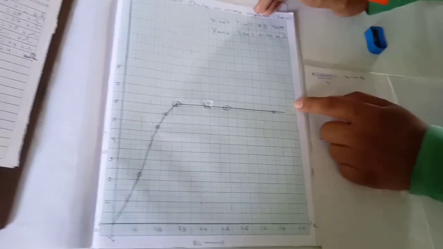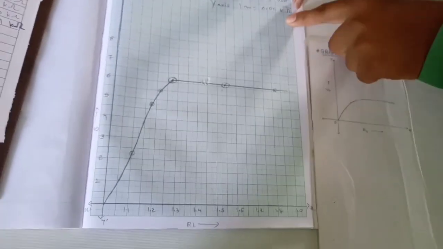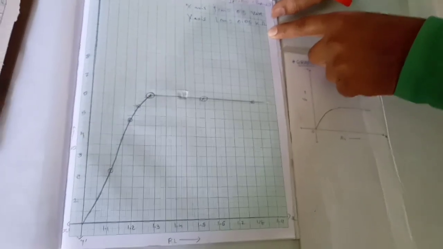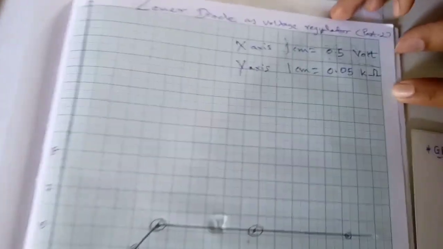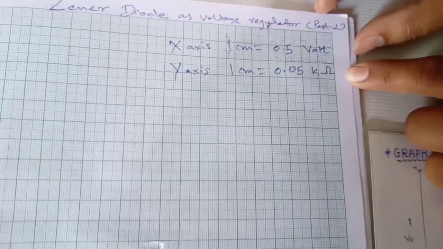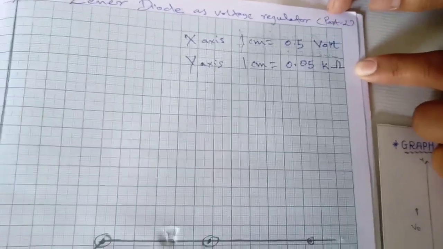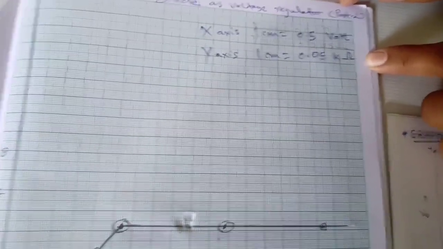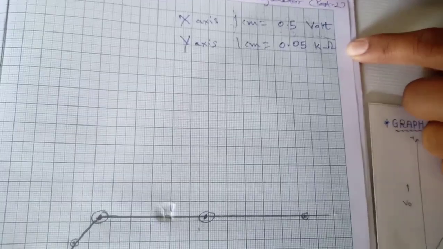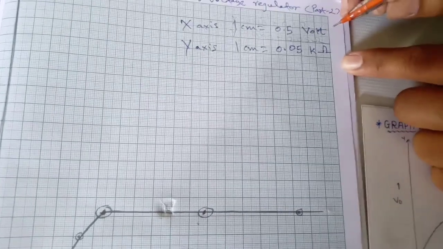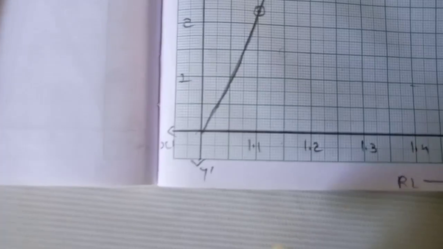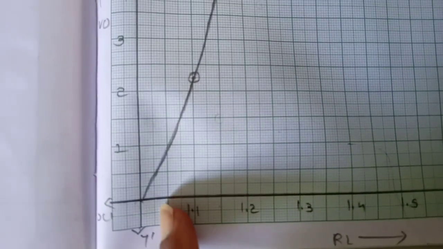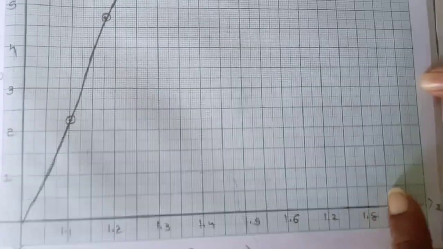Now it is over. So the total two practicals of the Zener diode are over. And this is now your scale map. X-axis: 1 centimeter is equal to 0.5 volt. Y-axis: 1 centimeter is equal to 0.05 kilo ohm, which means 50 ohms per 1 centimeter. You can see this is the scale map.